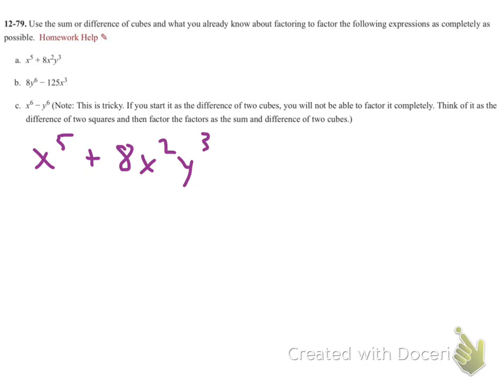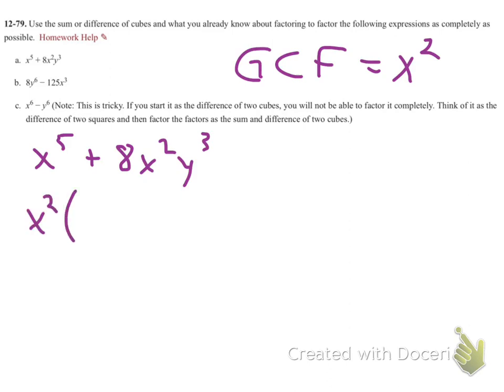Very first thing you should always think about when you are factoring is a greatest common factor. Is there any greatest common factor in these two terms? For this particular problem, there's x to the fifth here and an x squared, so the greatest common factor is actually x squared. So I can rewrite this problem as x squared times whatever is left when I factor that out. I'm going to get an x cubed plus an 8y cubed. That leaves me with this, which is now a sum of cubes.